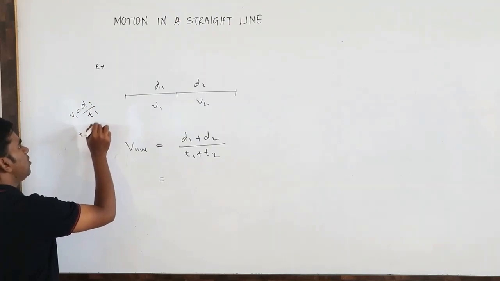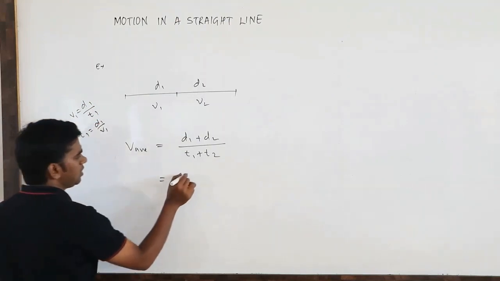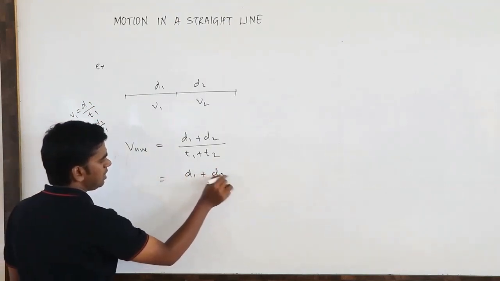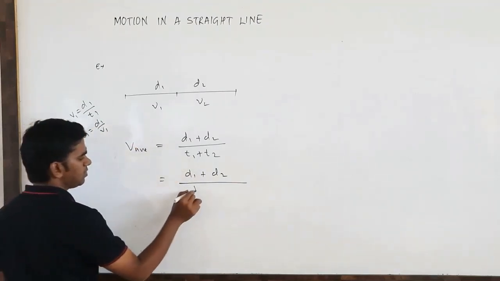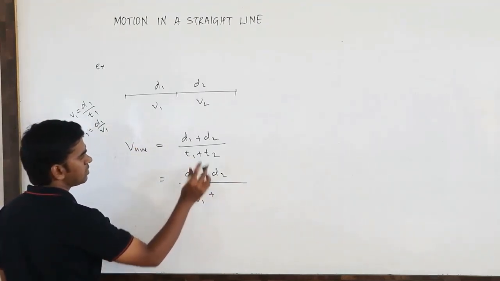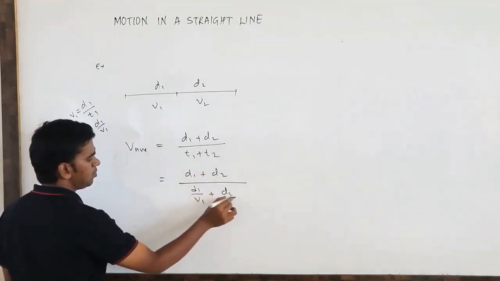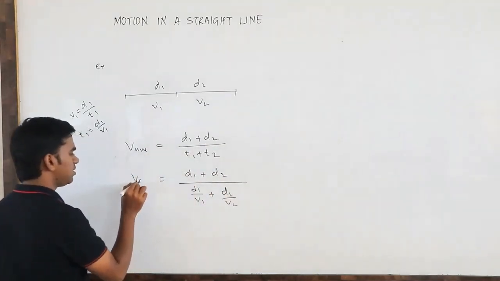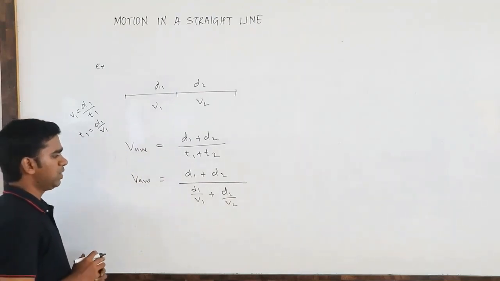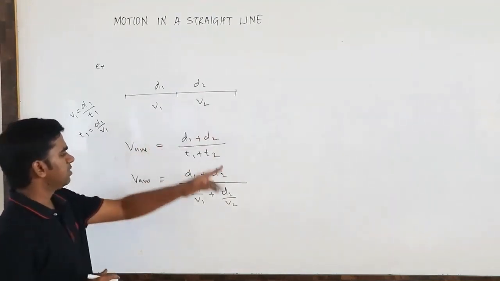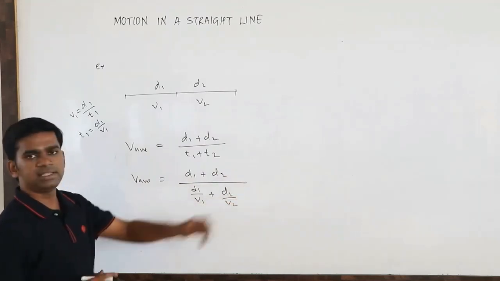So t1 is d1 by v1. So d1 plus d2 whole divided by t1, you can write it as d1 by v1, plus t2, you can write it as d2 by v2. So like this you have to bring the formula yourself. Okay. So now if there are 3, d3 will come and d3 by v3 will come.